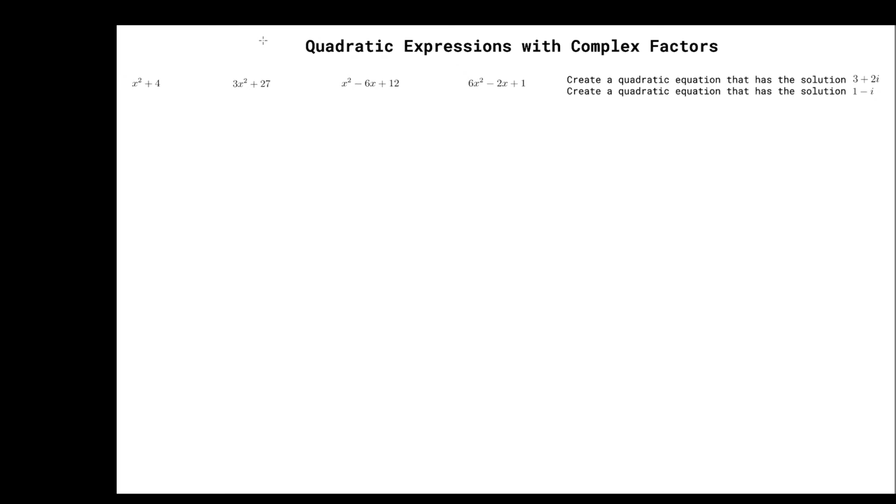All right, so this is going to be a video involving the concept behind quadratic expressions with complex factors. Essentially what we're going to be doing is taking quadratic expressions and factoring them, and the factors are actually complex themselves. It'll make more sense once we do a couple examples, and we have a bunch of them here. So here we go. Let's start with the first one.